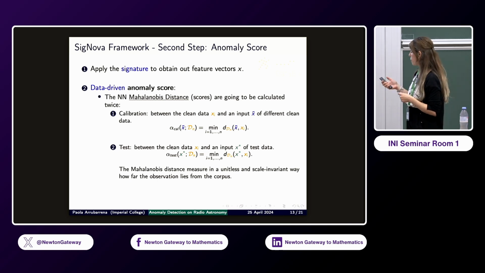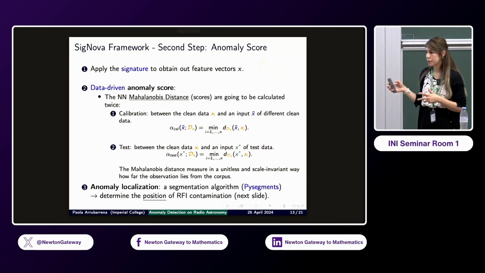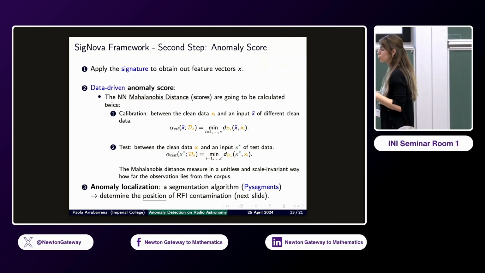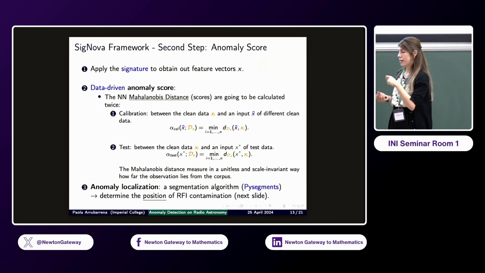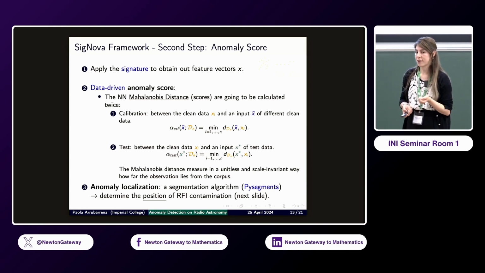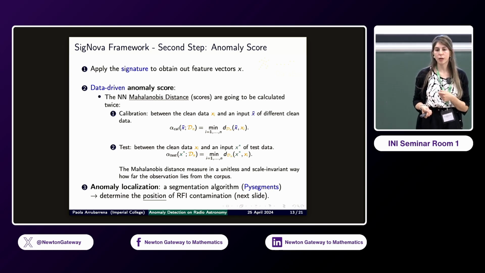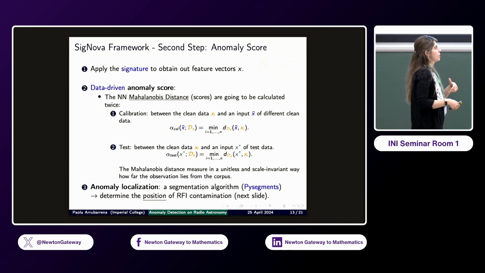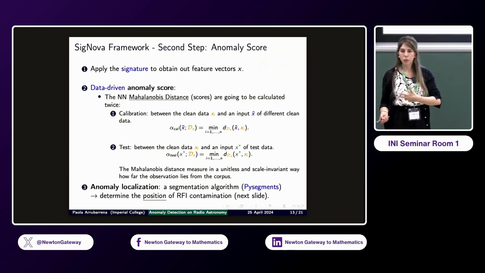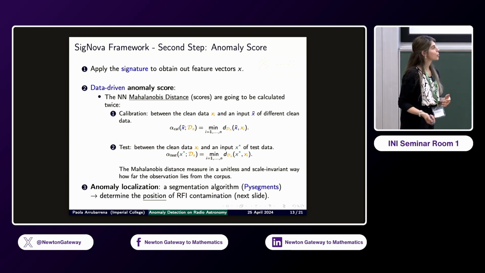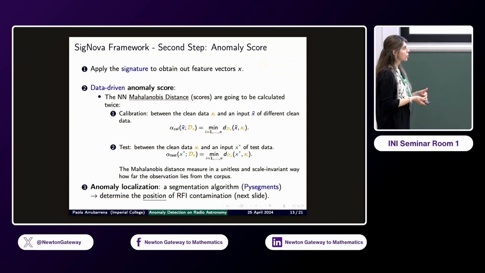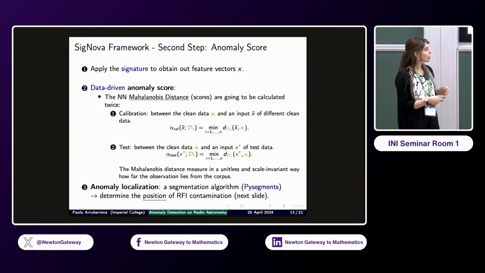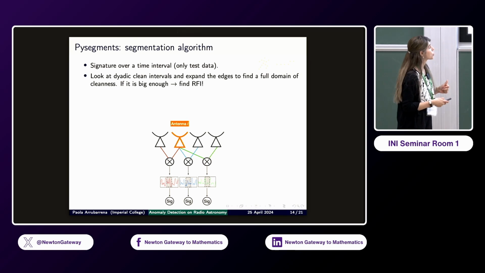And the third step is that, now that we have our scoring functions, we want to localize where in time this RFI happened in order to build plots similar to the ones that I showed you before, where I showed the contamination of the RFI. So this is what we want to give to astronomers in order to compare apples to apples. And how are we going to localize it? Well, we're going to use a segmentation algorithm that is going to work like this.